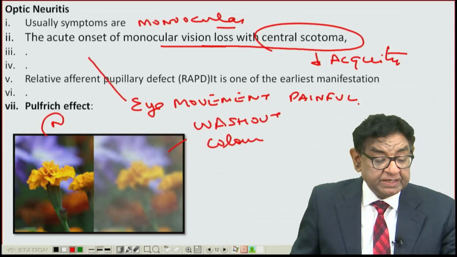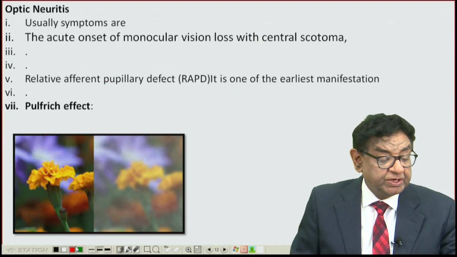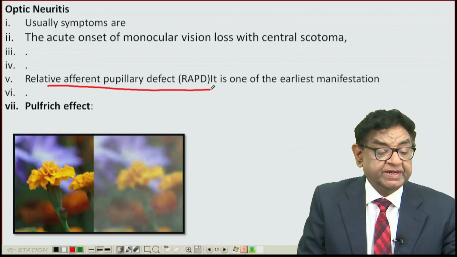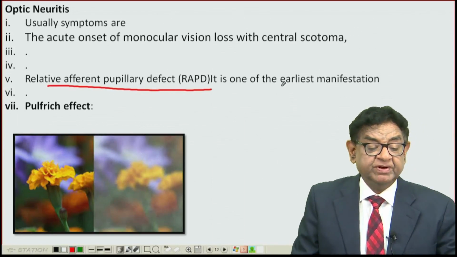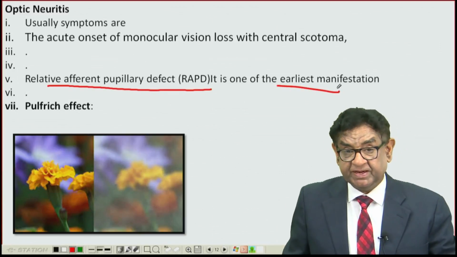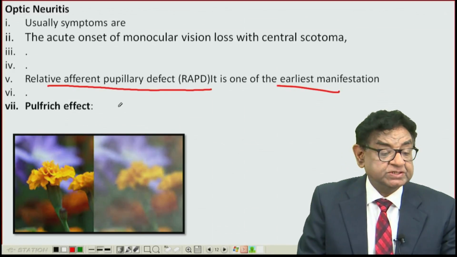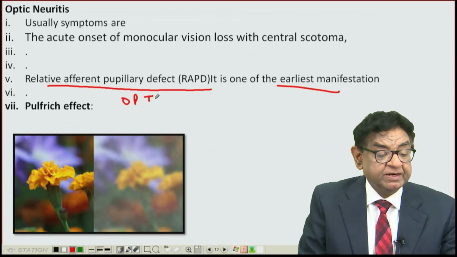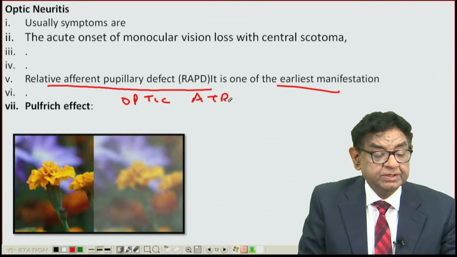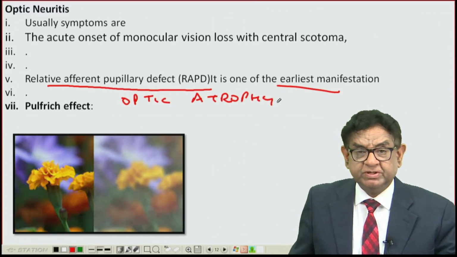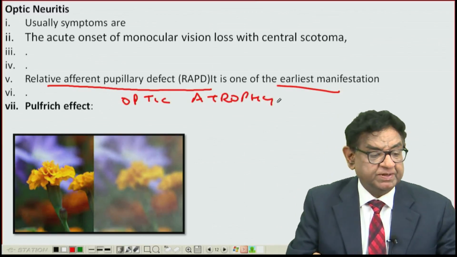Now, in this patient, one of the earliest manifestations is relative afferent pupillary defect, RAPD. It is one of the earliest manifestations of the disease. And in the advanced stages, optic atrophy will occur. But just to remind you, in the very beginning stage, most of the time, fundus examination is normal.